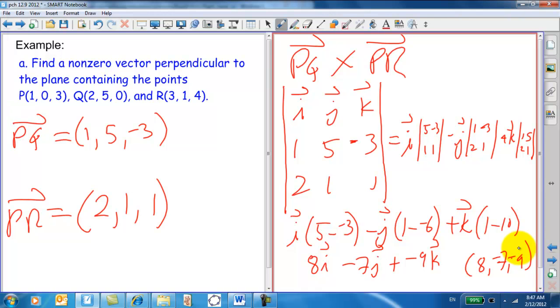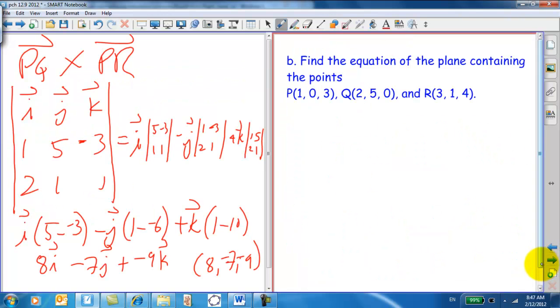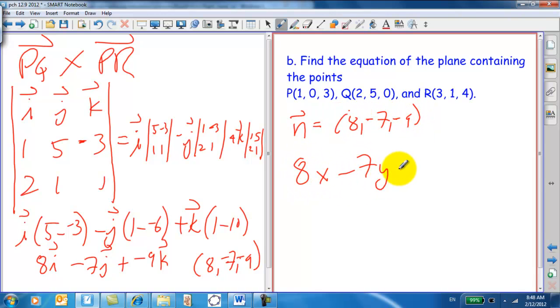That helps us out a lot here now, because now we can go to the next phase, find the equation of the plane containing the points. We can use this normal vector to the plane, which is 8, negative 7, negative 9. And this becomes the coefficients of x, y, and z. 8x minus 7y minus 9z equals some constant d. To find that constant d, we can put any of our original points in.